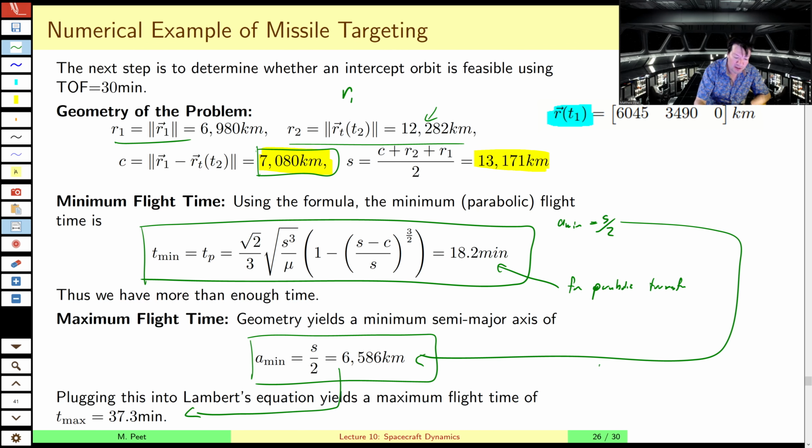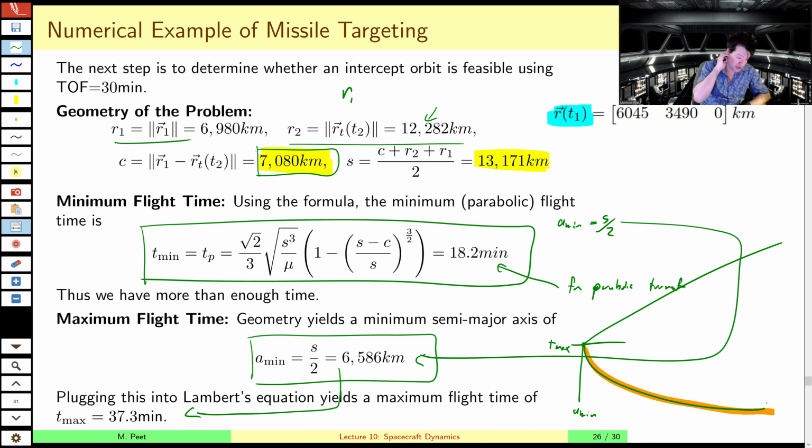Remember, the arc that we're looking for on Lambert's function looks like this. There's an arc there, and we're looking at this part of the arc. So T max is there, and A min is here. So we have our A min. We also have to choose an A max to initialize our bisection algorithm. We're fairly safe. We don't have to choose an A that is too large because we have plenty of time. Our T min is not very close to our delta T.